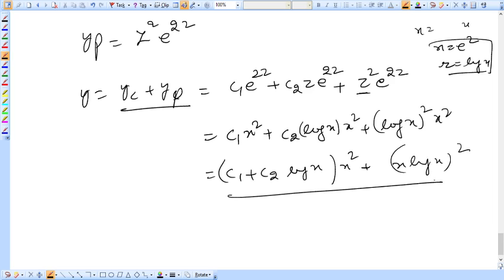This is your solution. This is the way we solve a Cauchy linear equation. So I think this is it for today. In the next video we are going to take some other topic.